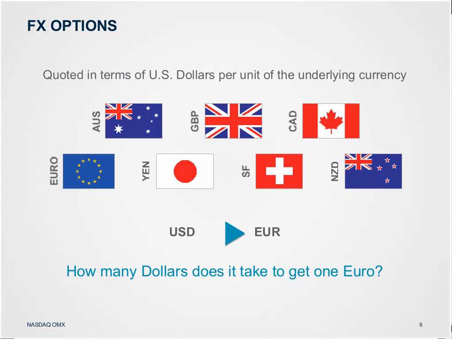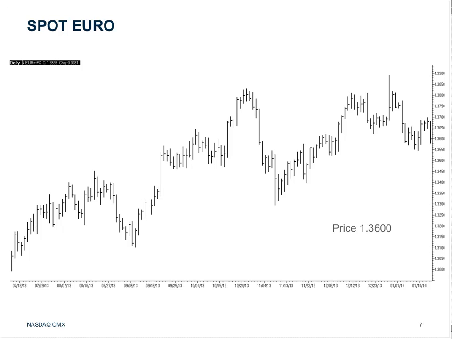Well, fortunately, the NASDAQ FX Options lineup covers all of the major currencies, and they are all priced in terms of US dollars to get one foreign currency unit. So, for example, here we simply say, how many dollars does it take to get 1 euro? We're going to go through clean examples of how this works, but let me first turn your focus to a chart that probably many of you look at on a daily basis.